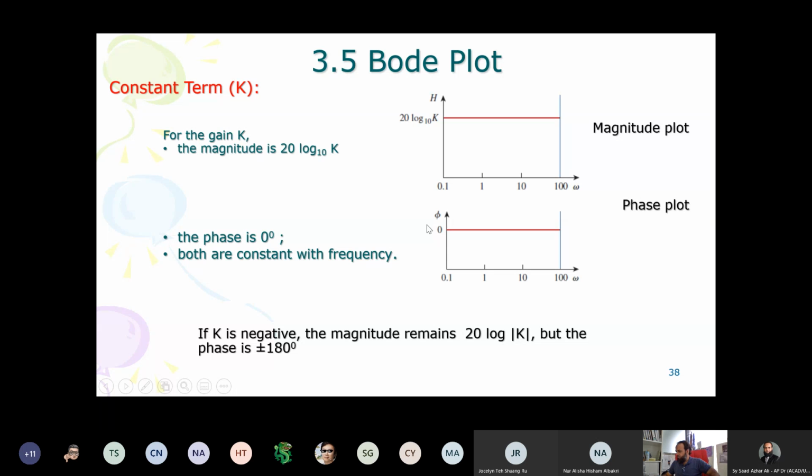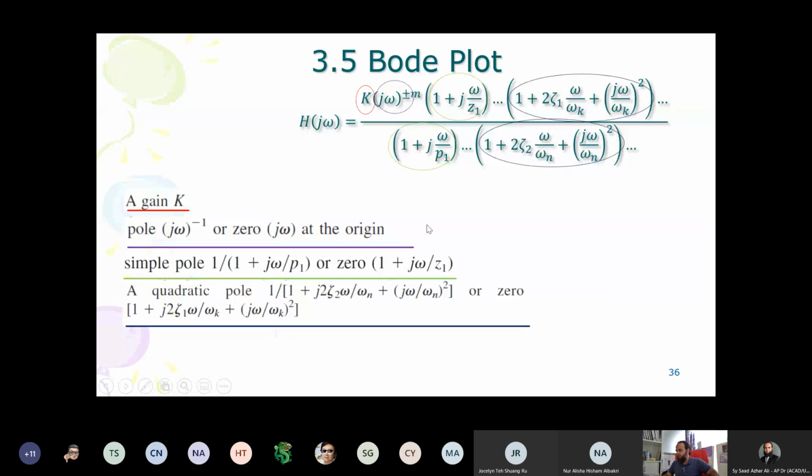So we saw in the previous lecture that a transfer function can have these different types of components: a constant term, a pole or a zero at origin, a simple zero or a simple pole, or a complex or quadratic pole. Right? Until last time we covered all these four for magnitude and phase. We'll do it again, and we'll do a question for this one.